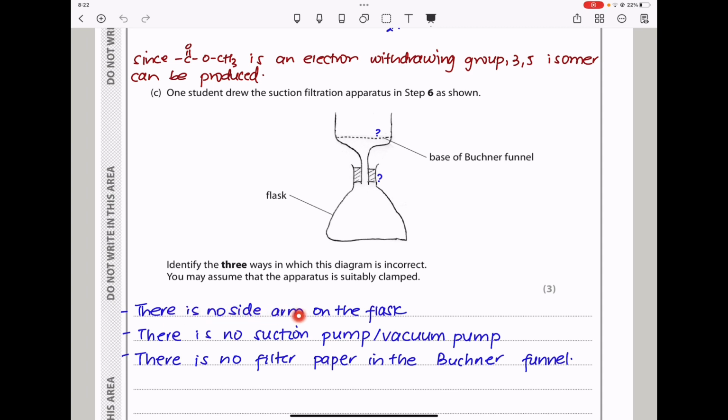So I say there is no side arm on the flask, there is no suction pump or vacuum pump, and there is no filter paper in the Buchner funnel.